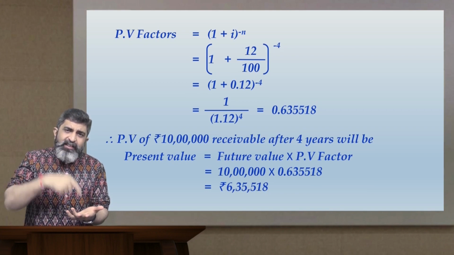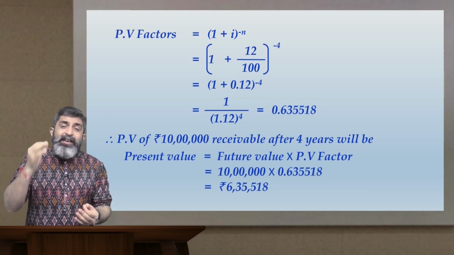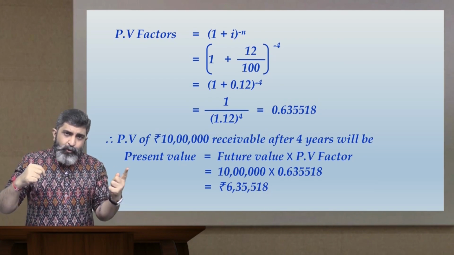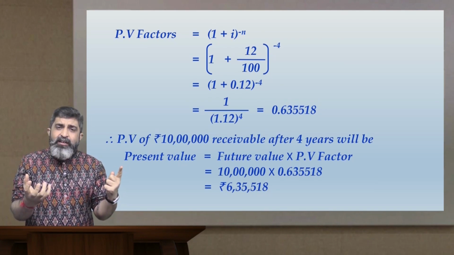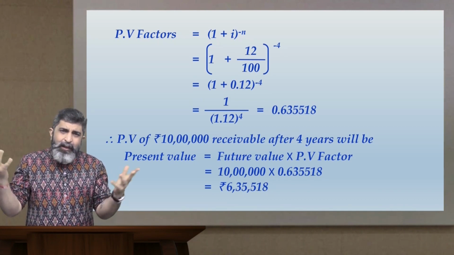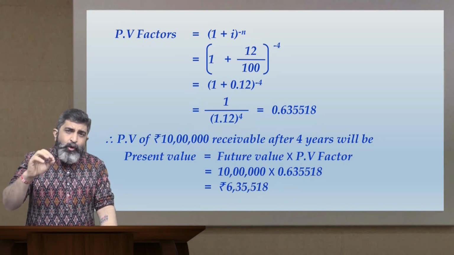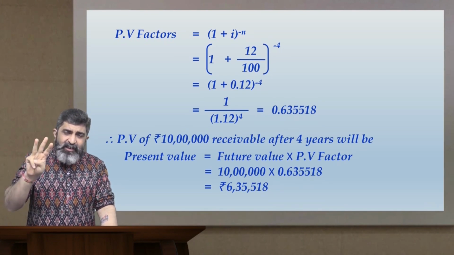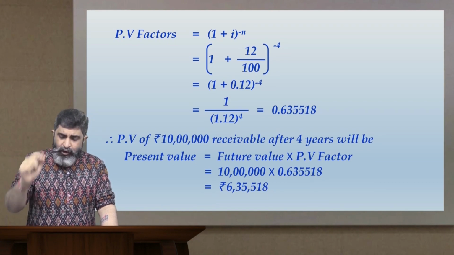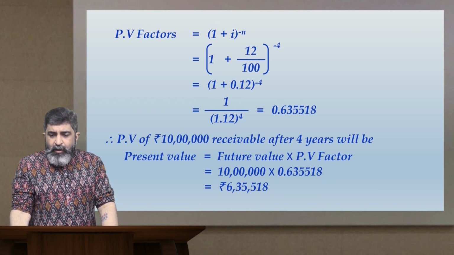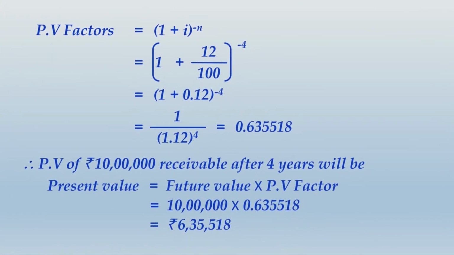After 4 years, this value will actually become 10 lakhs. So 10 lakhs is the future value and 6,35,518 is the present value. So this is all about future value and present value. Out of the 3 segments in the question, I have explained how to write the answer for the first one. I want you to now complete this in your notebook, and this is the answer for the first part. Now moving to the second part, the solution will be presented exactly in the same manner.